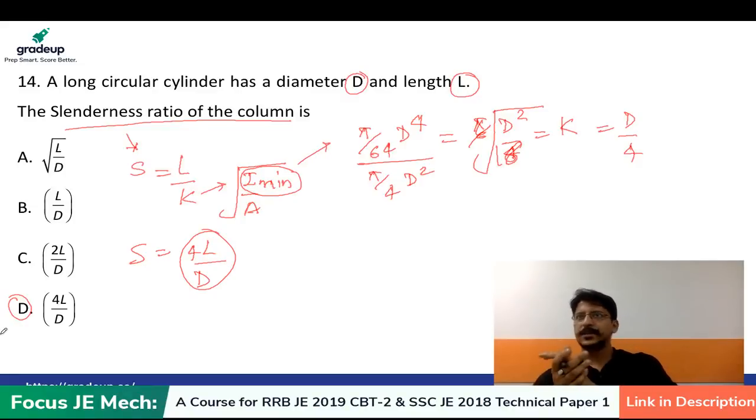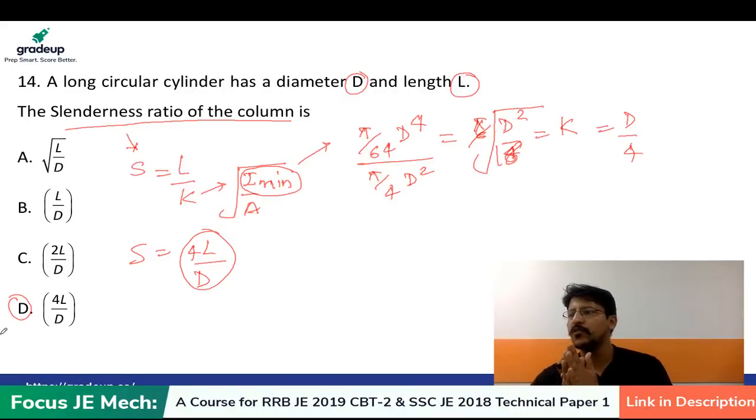Okay. Is it clear to everyone this question? This was a good question. Basically, I will consider this as a good question. Is it clear to everyone? Please tell me. Yes, L over D by 4, or you can also write it as 4L by D. Yes. So D is your correct answer.